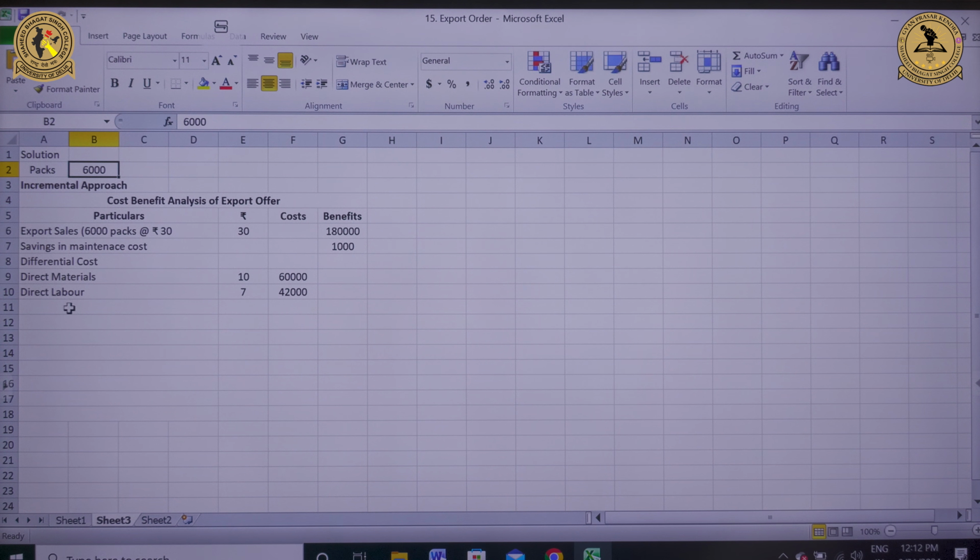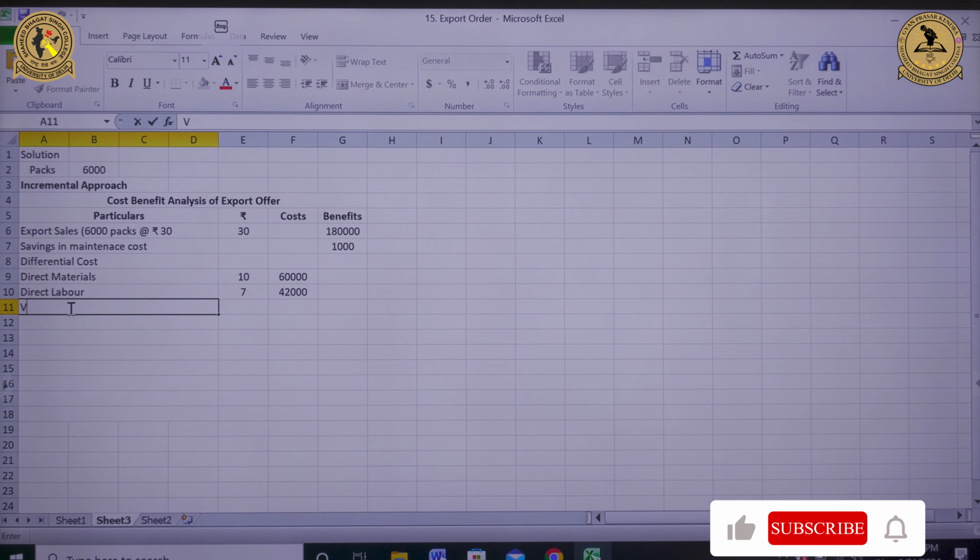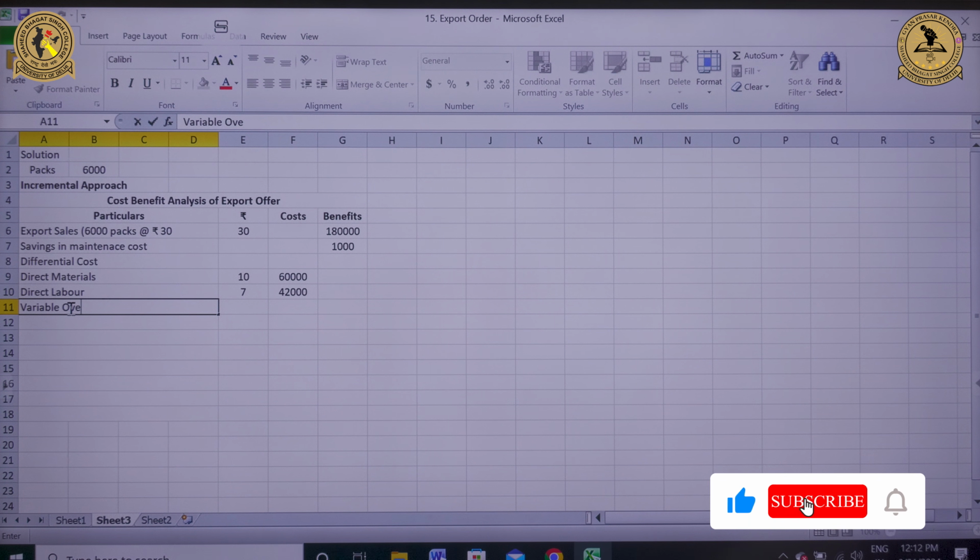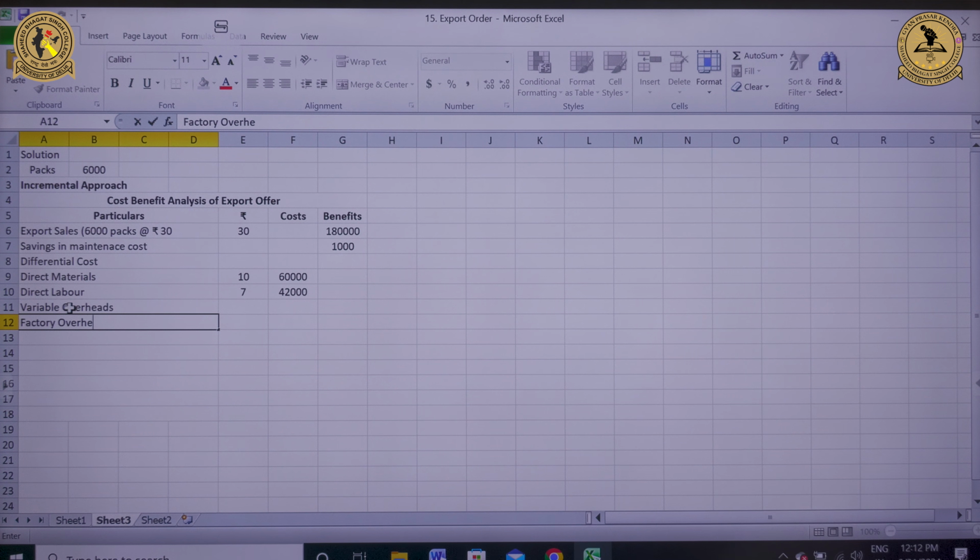to the next cell. The next is variable overheads. Under variable overheads, we have factory overheads. So again, it is 4 per pack. Let me repeat this function again, equals to E12 multiplied by, again fixing this cell B2 by putting dollar signs, $B$2, and press enter.